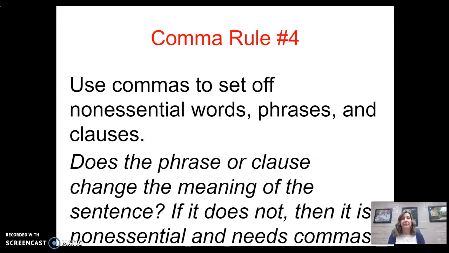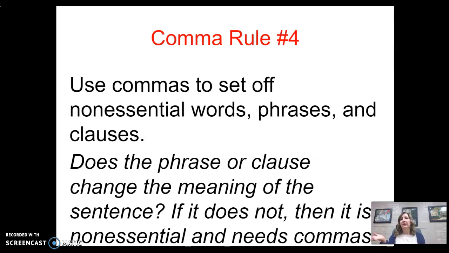So the rule is using commas to set off non-essential words, phrases, and clauses. Non-essential would be something that's not necessary for the meaning of the sentence. So you need to ask yourself, does the phrase or clause change the meaning of the sentence? If it does not, then it is non-essential and it needs commas. Basically, think about putting the commas in as like 2 hooks, and you could pull that part out of the sentence and it would not change the meaning of the sentence.